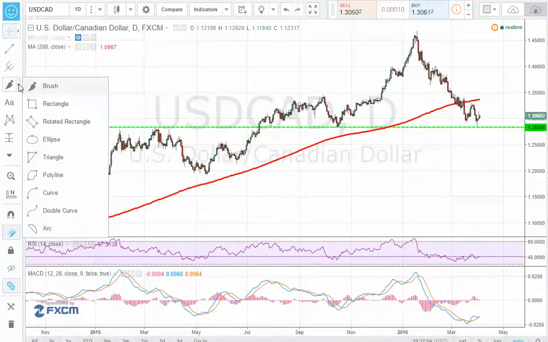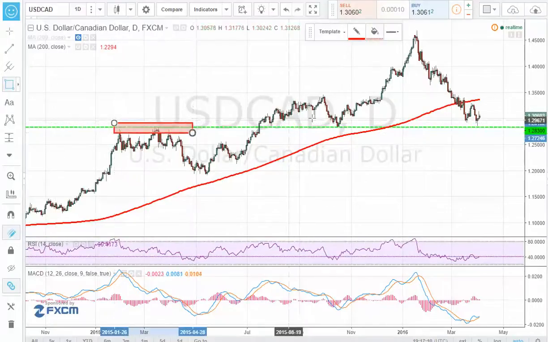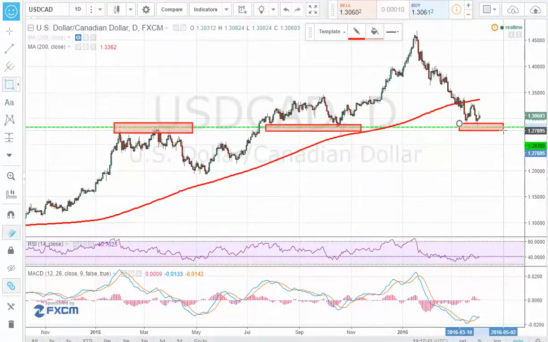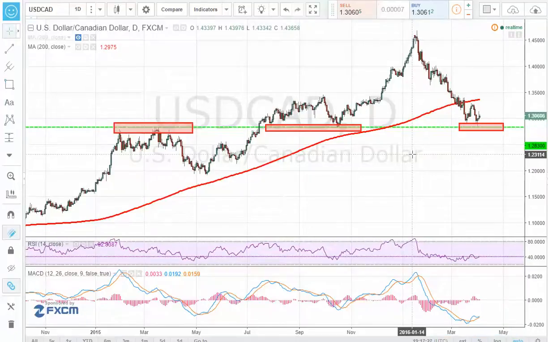a resistance. Let me draw it for you here. So we had this area being a resistance. Okay, now what happened next was that the same area offered support for this currency pair, and now we are looking at the same thing here. So as you can see, this area could now provide a support for the US dollar Canadian dollar.